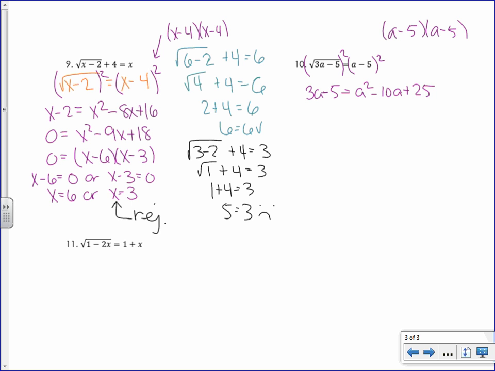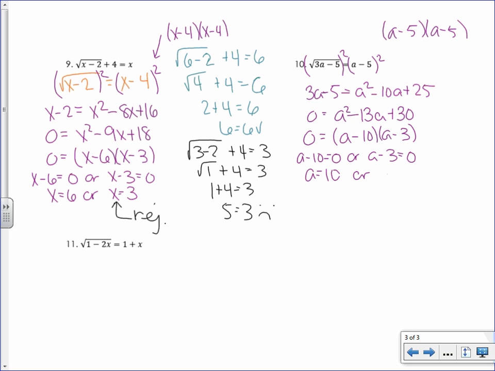Just like before, let's get this equal to 0. So that's going to be a squared minus 13a plus 30, which is going to factor into a minus 10, a minus 3. Use the zero product property, a minus 10 equals 0, or a minus 3 equals 0. So I get a equals 10, or a equals 3. I will do my check right below.